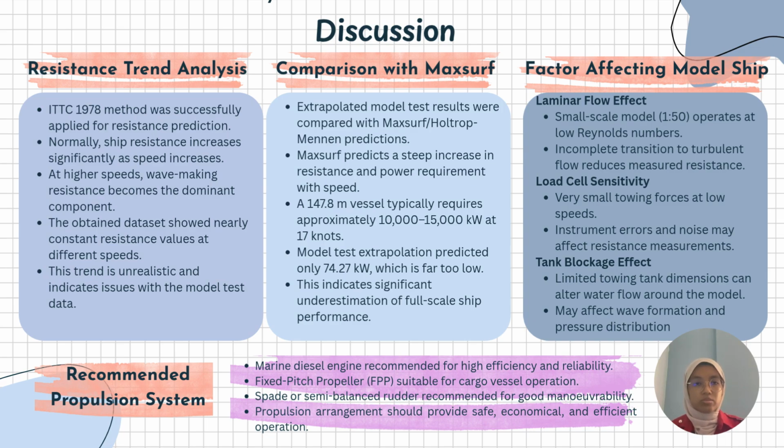The factors affecting the model results include laminar flow effect on the small scale model, limitation in load cell sensitivity during measurement, and tank blockage effect that can influence water flow around the model. So based on this finding, the recommended propulsion system is a marine diesel engine with a fixed pitch propeller and a semi-balanced rudder to ensure efficient and reliable ship operation.